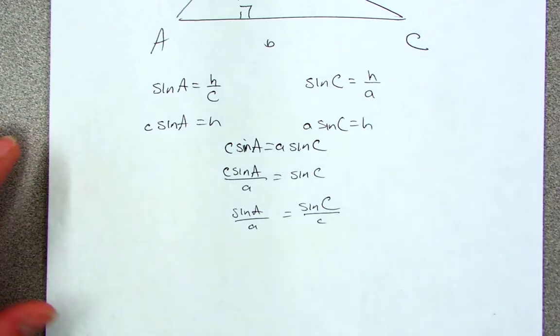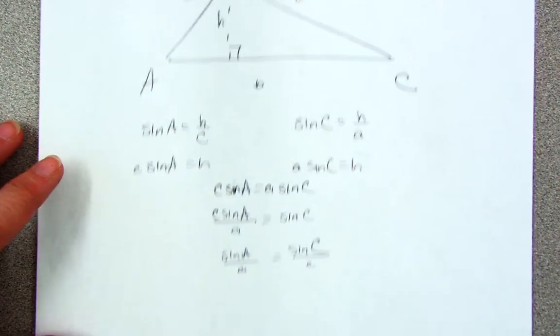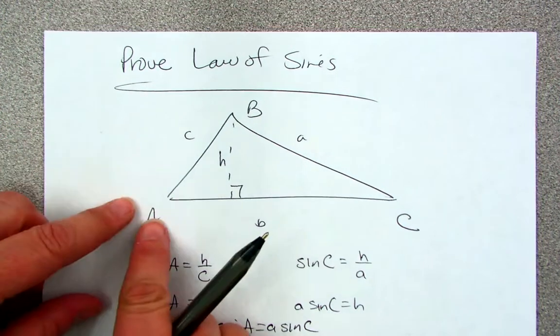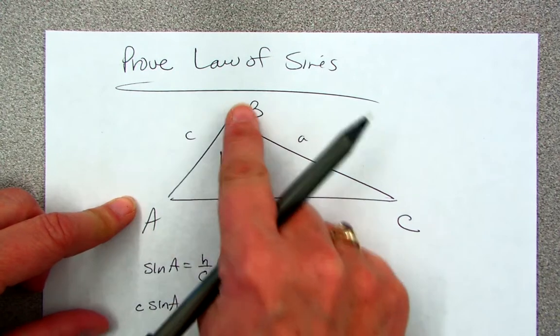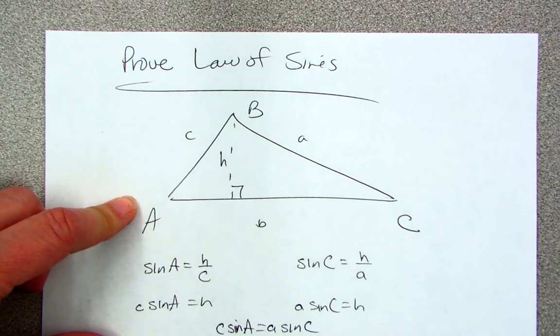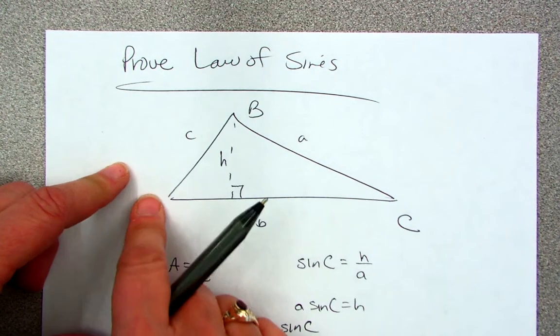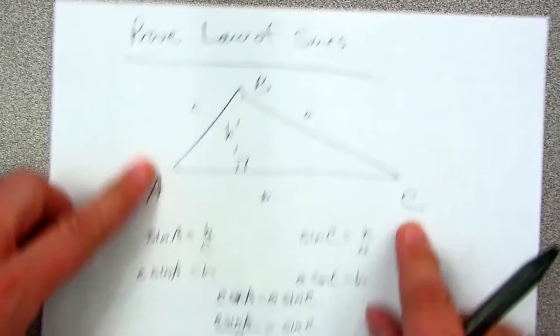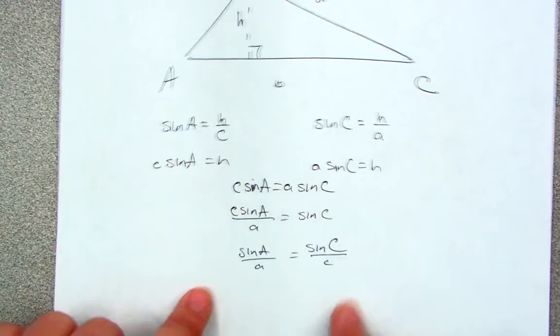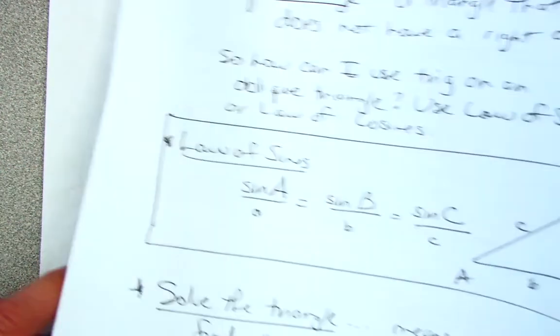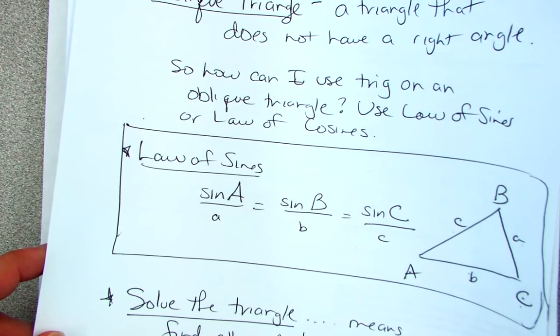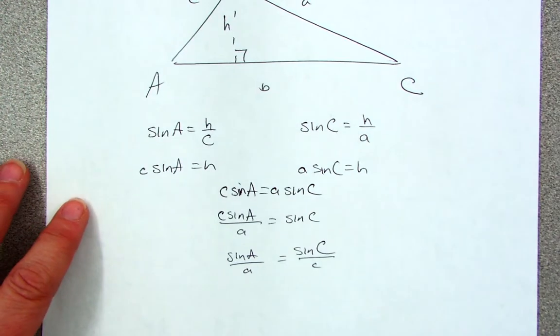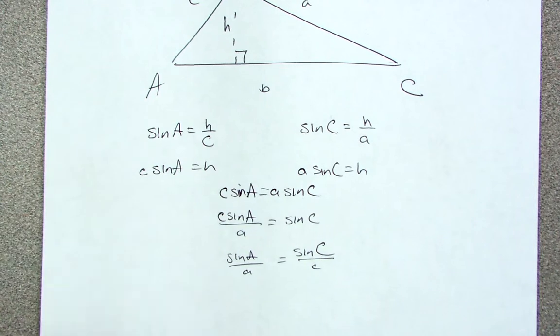The way I get the rest of it is I just repeat it. I'm going to move this up for a minute. I'll put the A here, the B here, the C here at the same height, and I repeat it. And then I put the A here, the B here, the C here, and then I just do the sine of each, isolate the H, set them equal to each other, and you'll eventually get that all three of these are equal to each other. So that's where law of sines comes from. Okay? So now that I've proved it to be true, I'm allowed to use it.